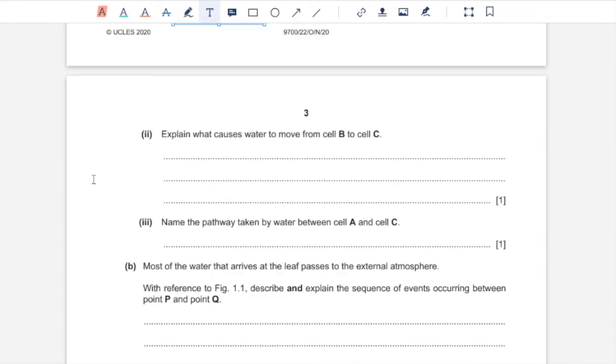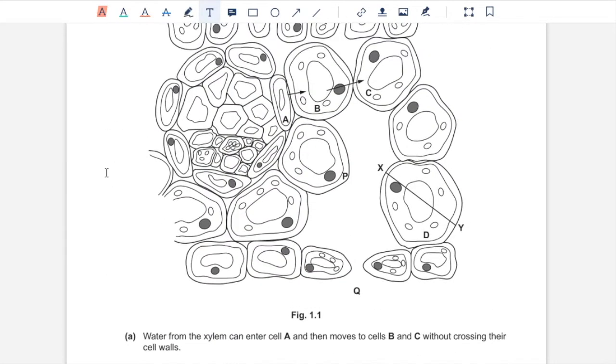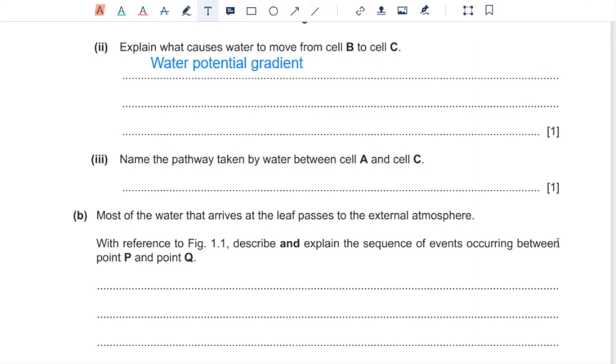To explain what causes water to move from cell B to cell C: movement from cell B to cell C occurs due to the difference in water potential between these cells, as the farther away a cell is from the vascular bundle, the lower the water potential. 3. Name the pathway taken by water between cell A and cell C. So that would be the symplast pathway since they do not cross cell walls.